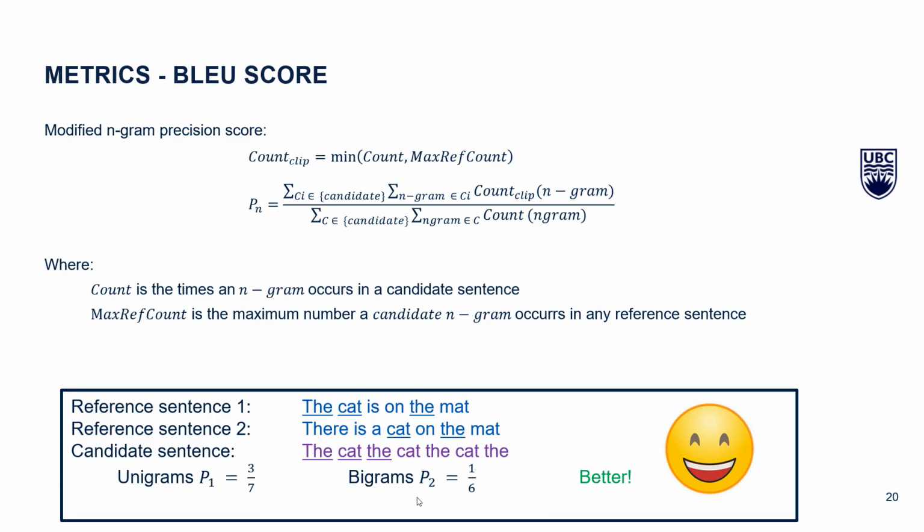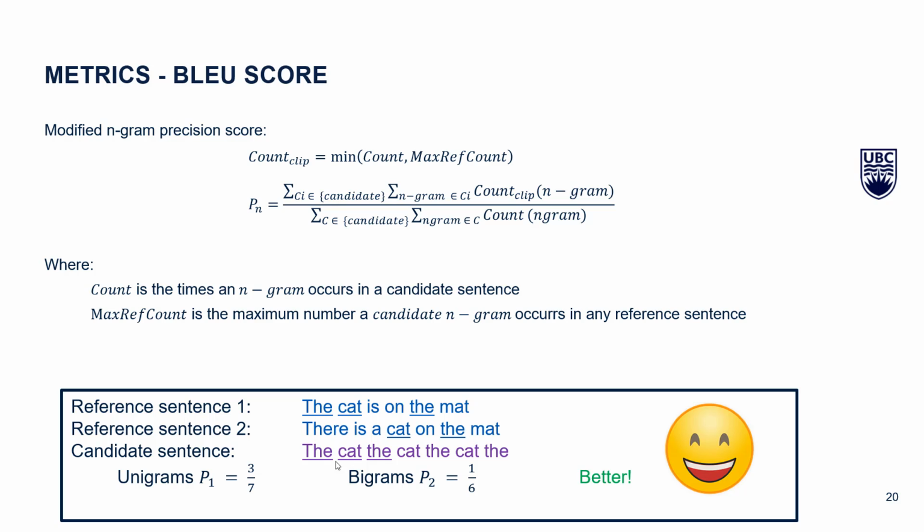Now let's take a look at bigrams. So with bigrams, we still have 6 n-grams in the candidate sentence. But let's see, how many of these n-grams appear in other sentences? So we see the cat. Yep, that's good. But I don't see the cat anywhere else. So that is going to be clipped to just 1.